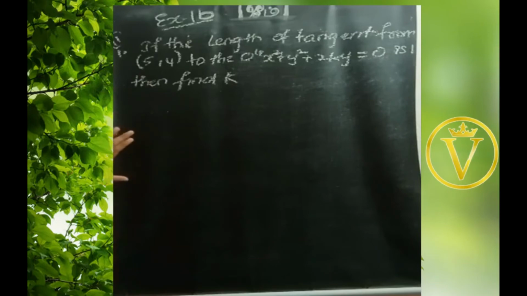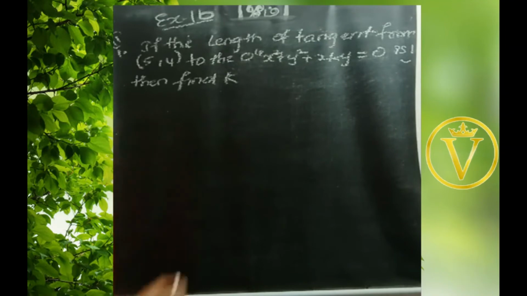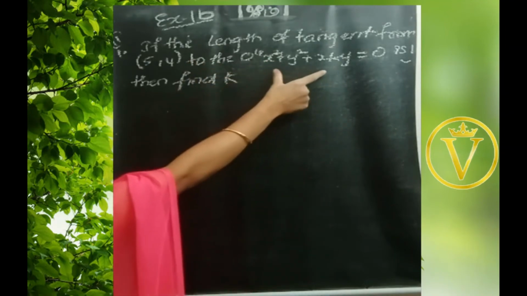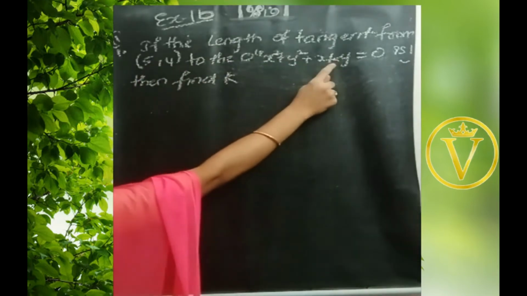If the length of the tangent from a point to the circle equation is 1, that means they have given root S11 is 1, along with one expression and a point. Now we have to find out this k value.